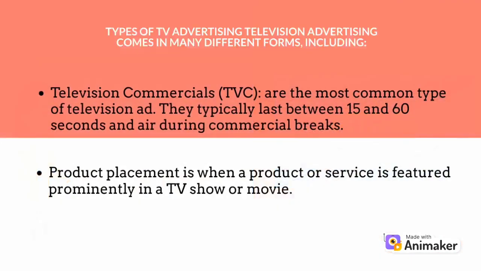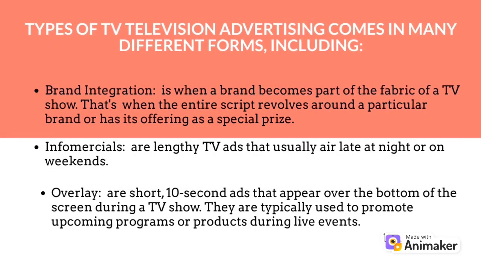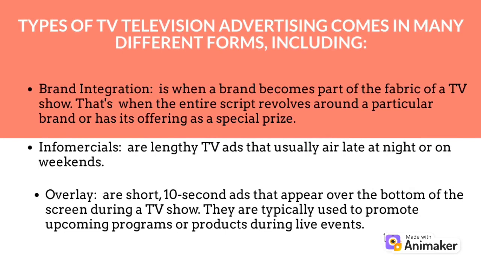Types of TV advertising. Television advertising comes in many different forms, including television commercials. TVCs are the most common type of television ad. They typically last between 15 and 60 seconds and air during commercial breaks. Product placement is when a product or service is featured prominently in a TV show or movie. Brand integration is when a brand becomes part of the fabric of a TV show. That's when the entire script revolves around a particular brand or has its offering as a special prize.